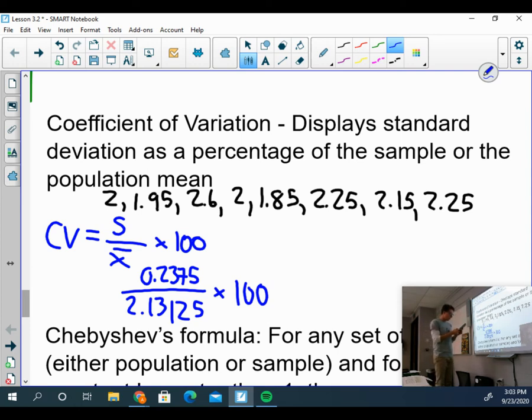If we divide 0.2375 by 2.13125 and multiply that by 100, we're going to get about 11%. About 11%. Okay? So that is how we find the coefficient of variation. Again, the higher that number is, data is not consistent. The lower that number is, pretty consistent.